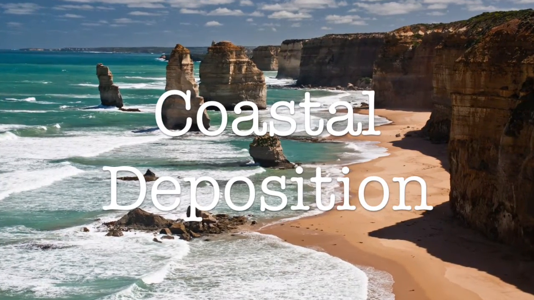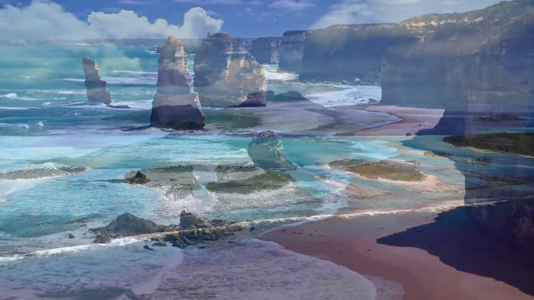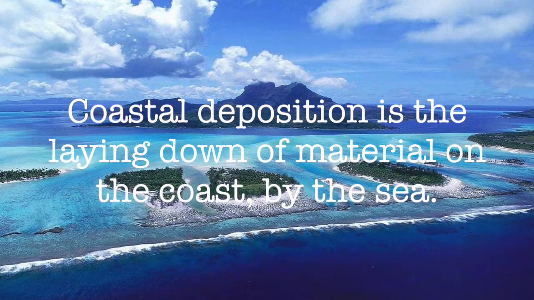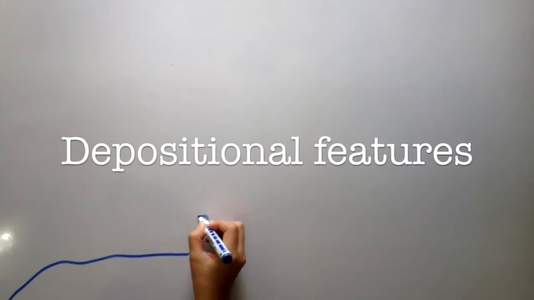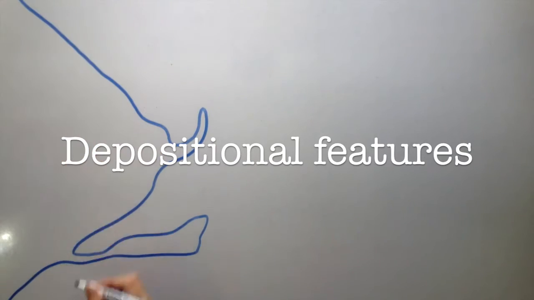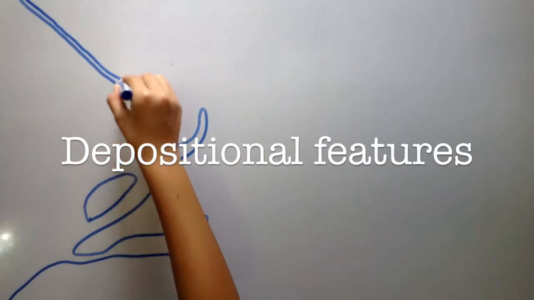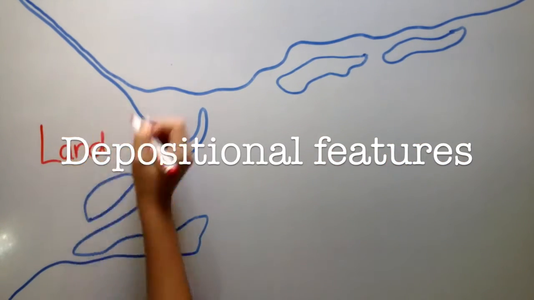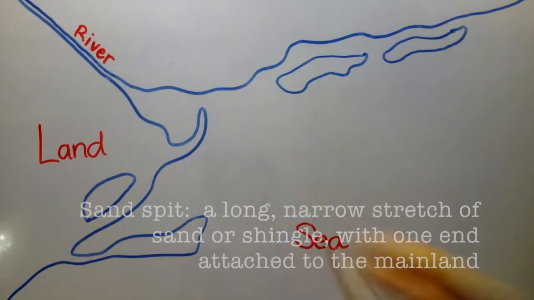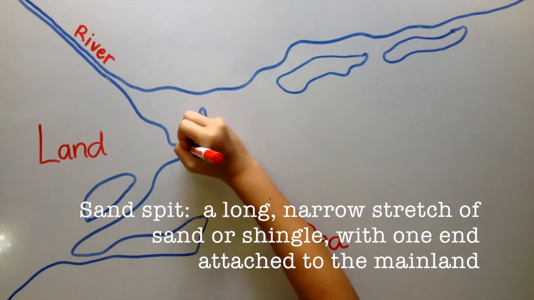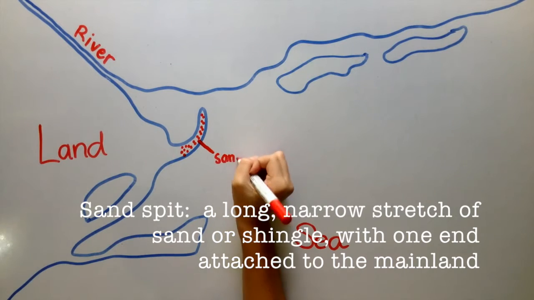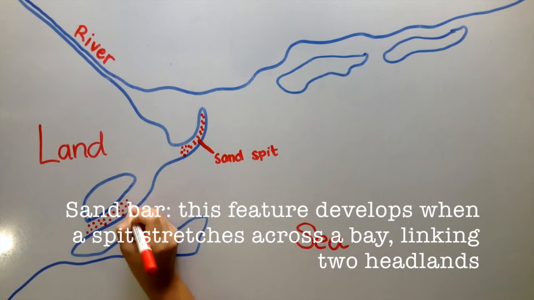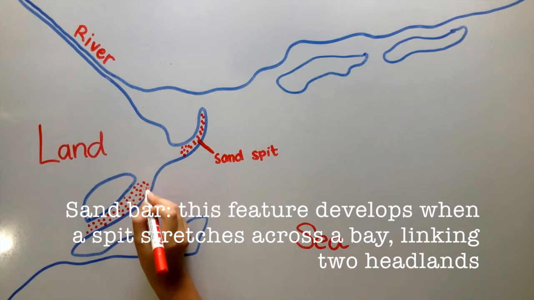Now, we will be talking about coastal deposition. Coastal deposition is the laying down of material on the coast by the sea. Sandspit, a long narrow stretch of sand or shingle with one end attached to the mainland. Sandbar, this feature develops when a spit stretches across a bay linking two headlands.